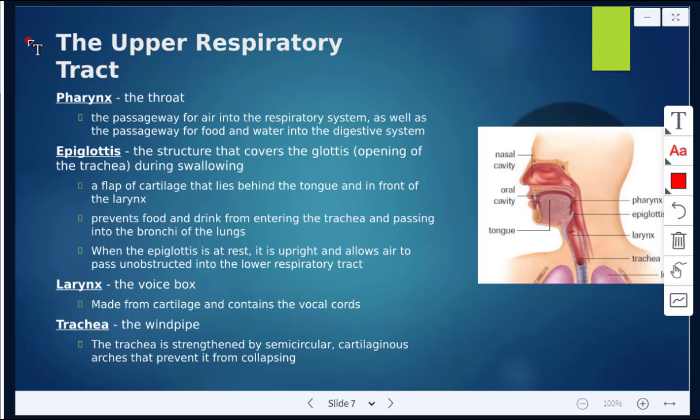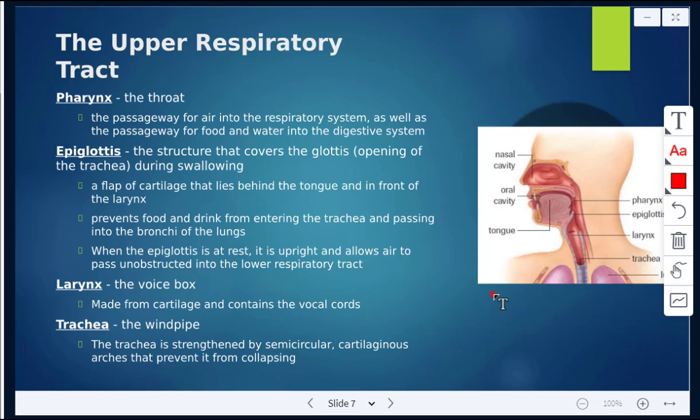All right, so that pharynx area here, it's like the throat. It's the passageway for air into the respiratory system, as well as the passageway for food and water into the digestive system. So there is that flap I talked about before, this epiglottis right here. That's the structure that will cover the glottis, or the opening of the trachea during swallowing. So it's a flap of cartilage that lies behind the tongue and in front of the larynx. It prevents food and drink from entering the trachea and passing into the bronchi of the lungs.